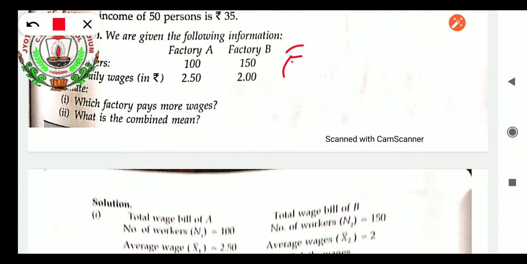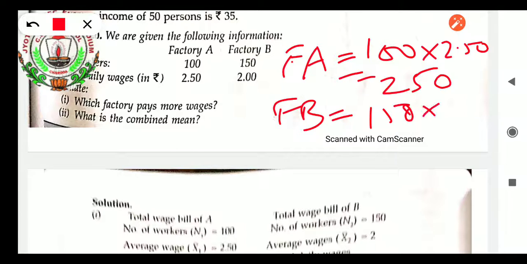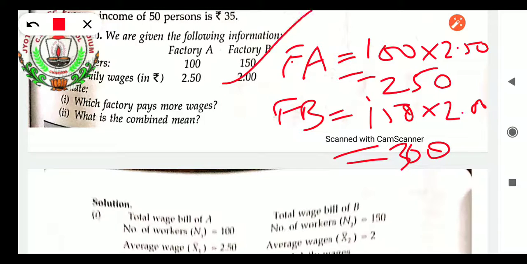Factory A, how much giving? 100 into sum of f. If we take sum of fx, we will come to know how much total wages is paid by both the factories. So 100 into 2.50, how much they are paying? 250. Okay. Factory B, how much they are paying? 150 into 2, that is 300. So which factory is giving more wage? That is factory B.